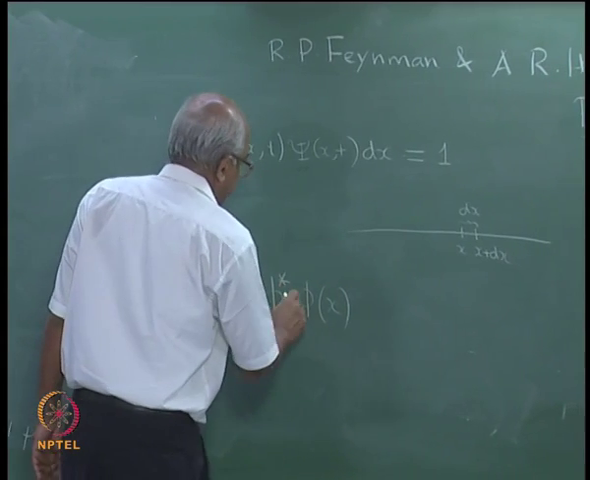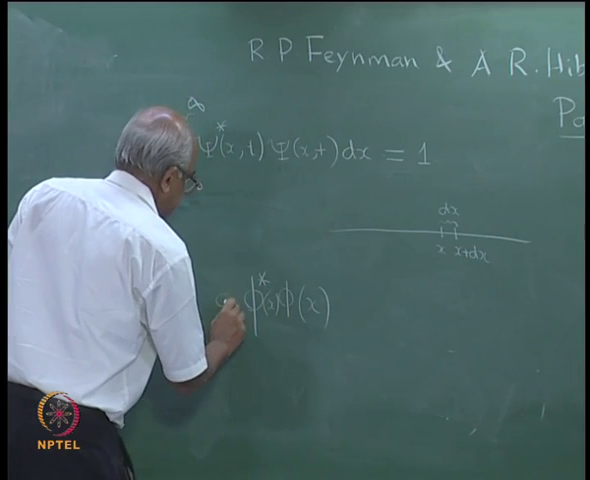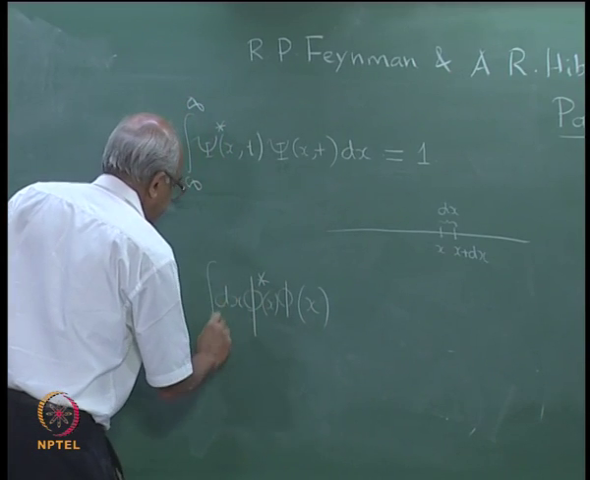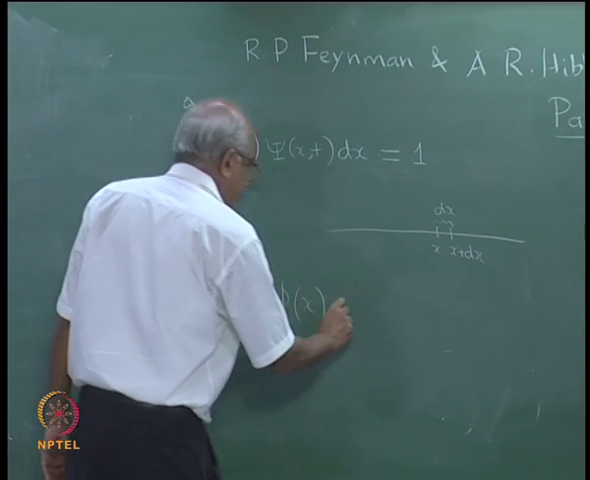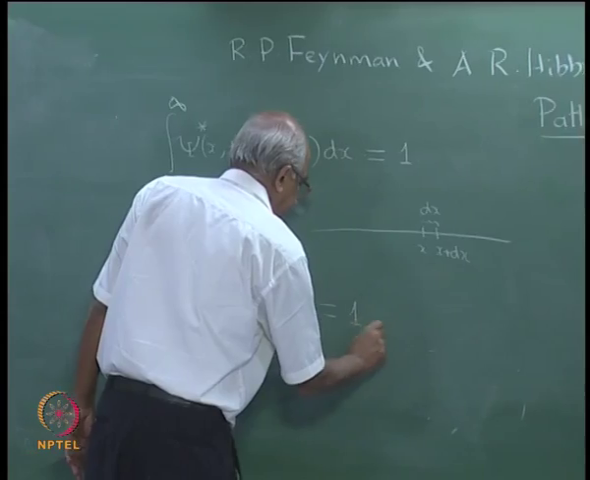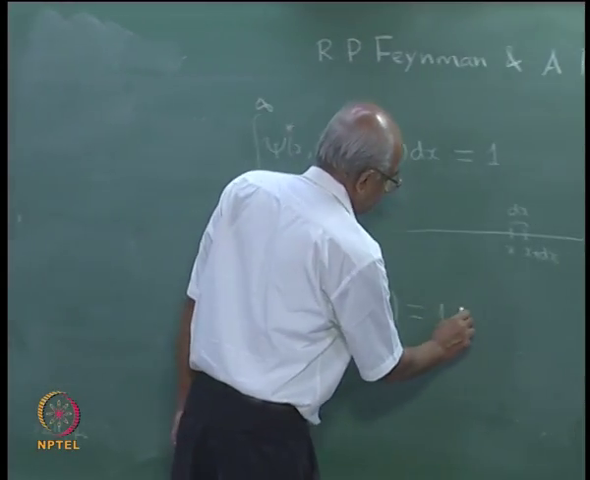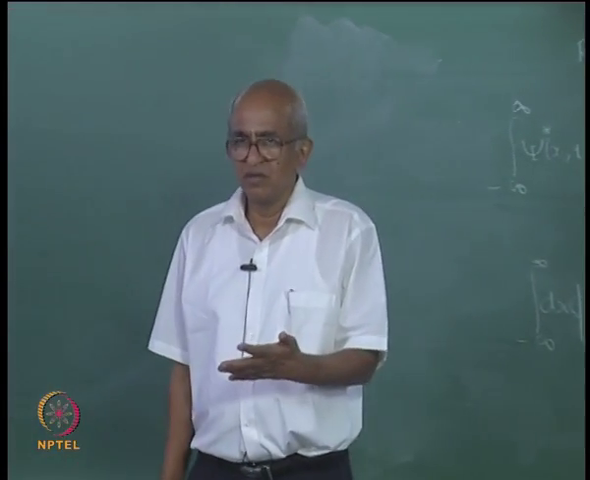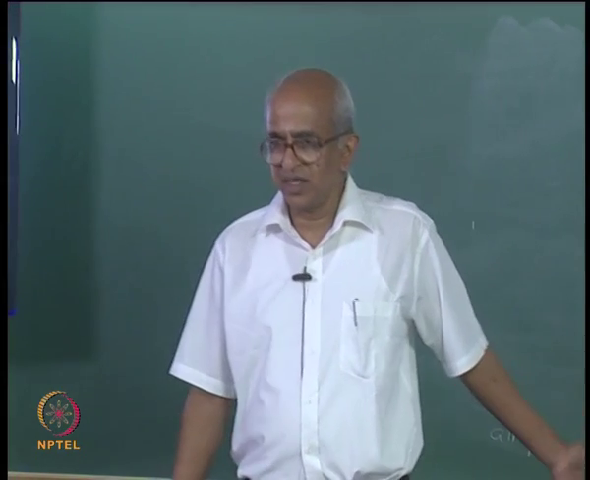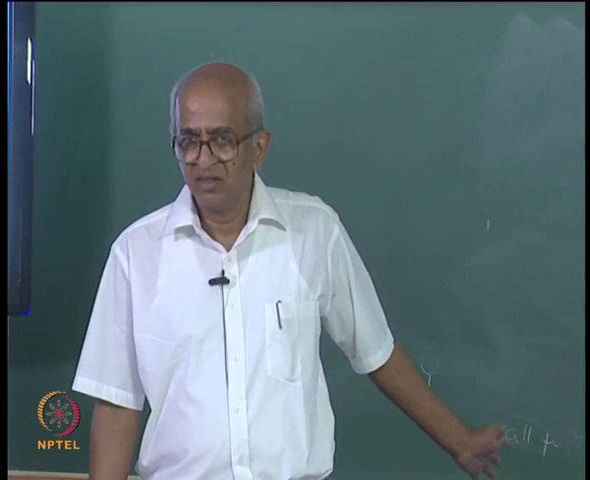Suppose it is such that the integral of phi star phi x multiplied by dx from minus infinity to plus infinity will be an acceptable function if the answer is equal to 1. But suppose the answer is 10, and obviously this does not satisfy the condition that I want it to satisfy, correct.